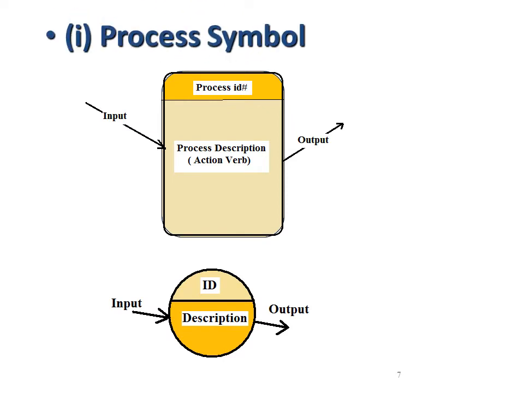As you can see here, the symbol of a process might be a rectangle with rounded corners or a circle. It has a process ID. The process name or process description should be an action verb, and each process should have an input and output. There is no process without input or without output.